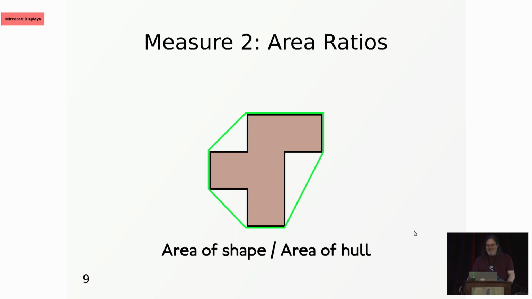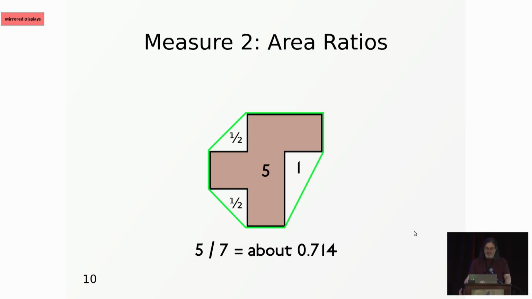So one thing you can do is make a ratio of the areas. So the area of the shape over the area of the hull. So something that is particularly non-convex will have a big hull for a really small area. And let's do that for that F pentomino here. You can see the area of the pentomino itself is 5, as one would expect. And with the extra triangles that you can stick on, the convex hull has an area of 7, so that gives us that result.